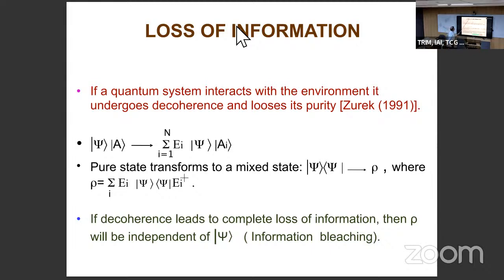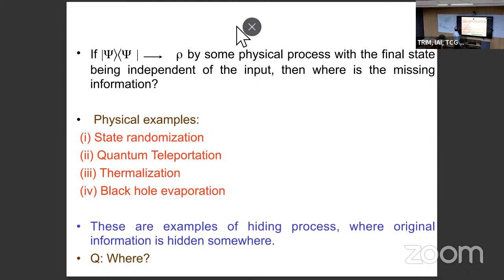So that is essentially the notion of loss of information, and there are many physical scenarios where this actually happens. So if you have a physical mechanism which takes psi, this initial state, to some state, with the final state being independent of the input state, then you can ask the question, where is the missing information? And as I said, you can cite many examples, starting from state randomization to quantum teleportation to thermalization to black hole evaporation and many more things. So these are all examples of this quantum bleaching process.